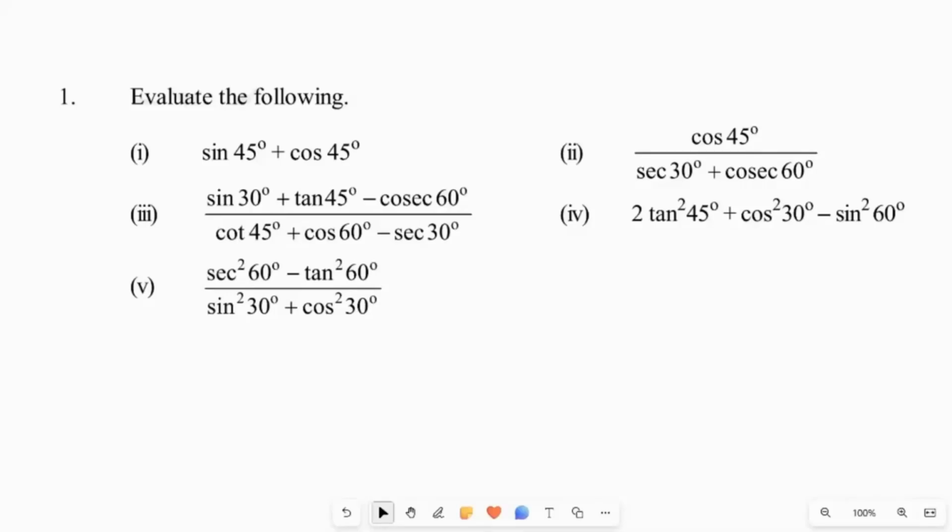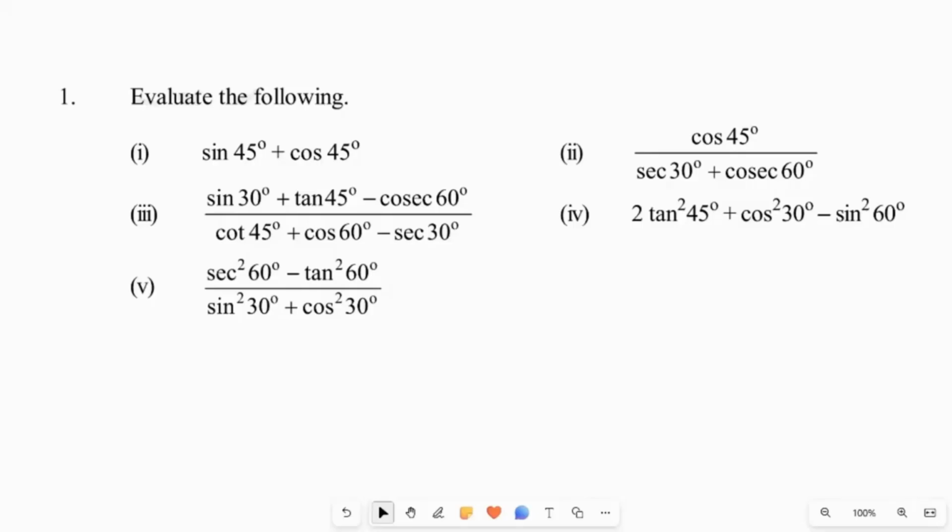First question of exercise 11.2. So let's see it. We are asked to evaluate the following. We have sin 45 plus cos 45. Next, cos 45 by secant 30 plus cosecant 60. Next, sin 30 plus tan 45 minus cosecant 60 by cot 45 plus cos 60 minus secant 30. We have 2 tan square 45 plus cos square 30 minus sin square 60. And finally we have secant square 60 minus tan square 60 by sin square 30 plus cos square 60.